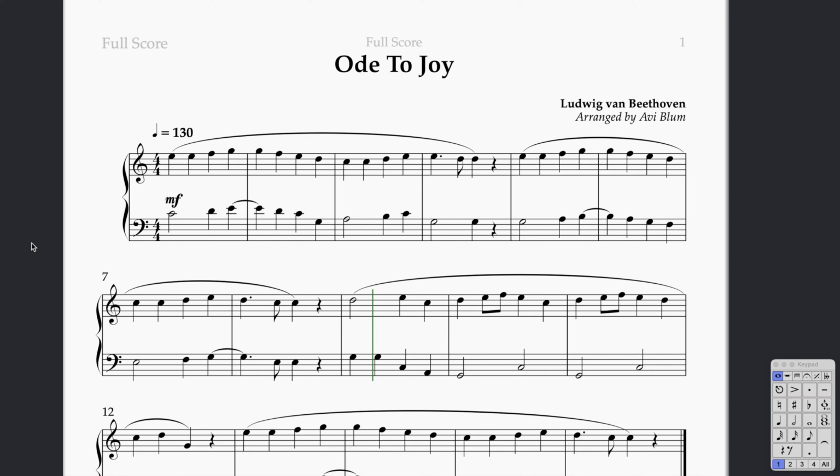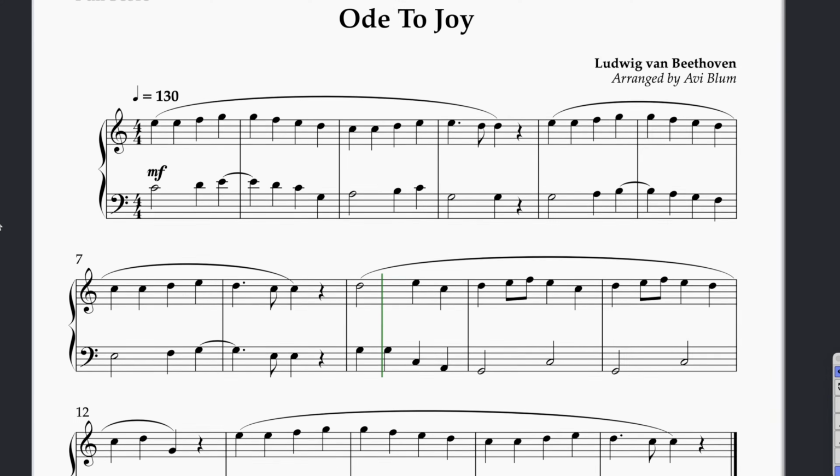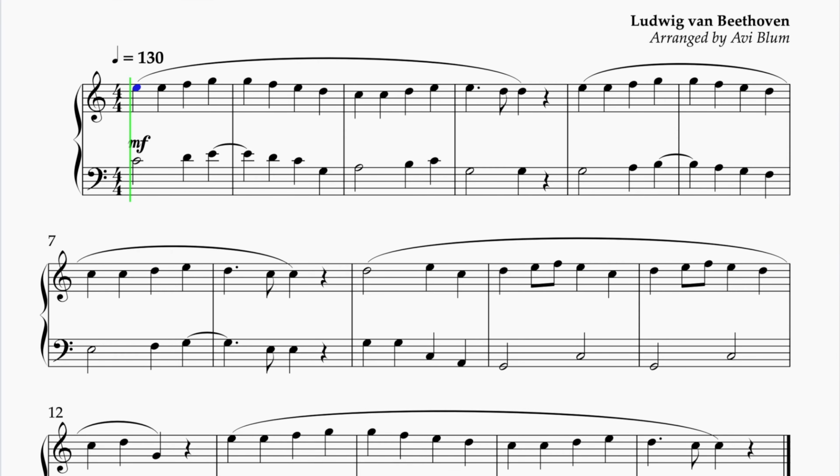Hey, check out how Beethoven organizes the form of Ode to Joy here.